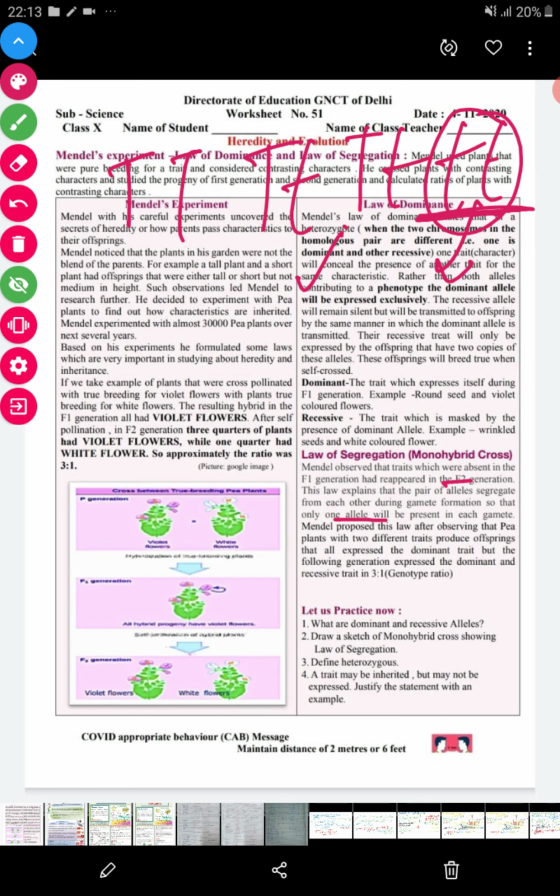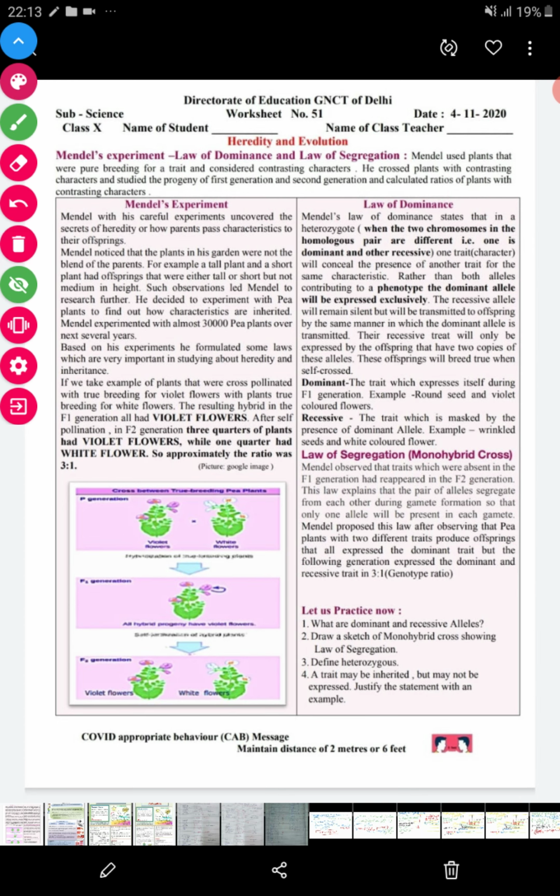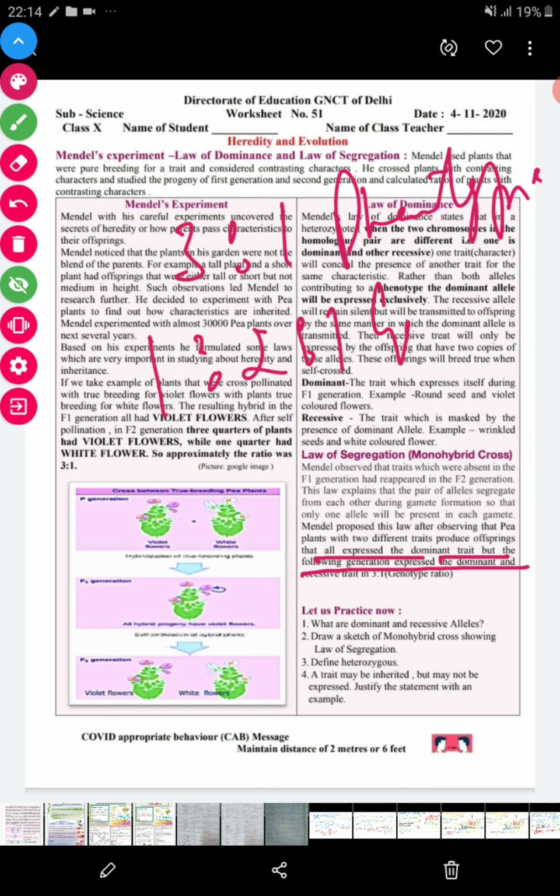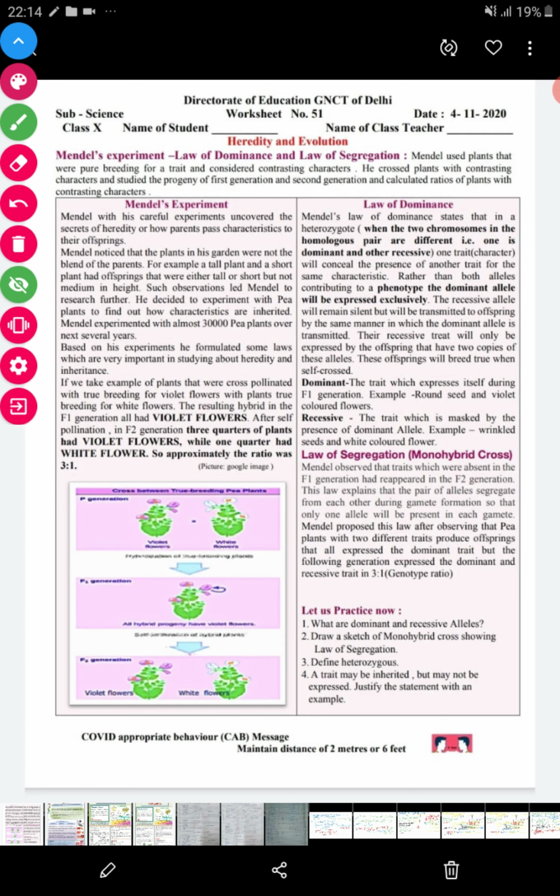So Mendel proposed this law after observing that pea plants with two different traits produce offspring which all express the dominant trait, but the following generation expresses the dominant trait and recessive trait in the ratio of 3:1 phenotypically. This is the phenotypic ratio, and 1:2:1 genotypically, right? So this is all about your worksheet.